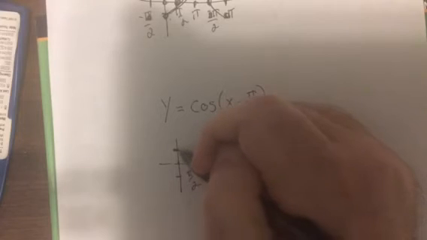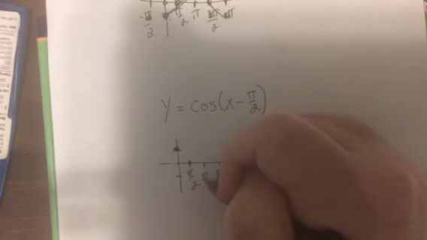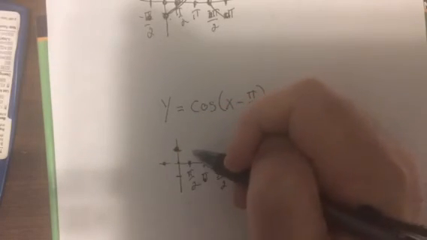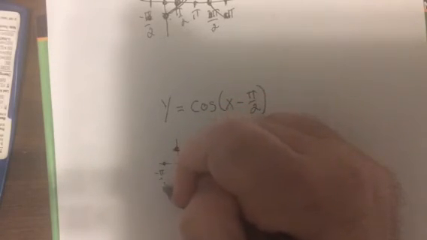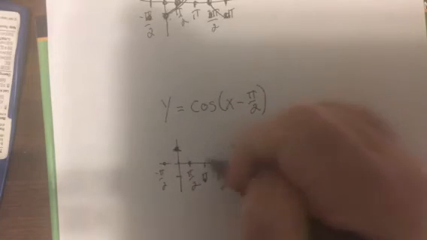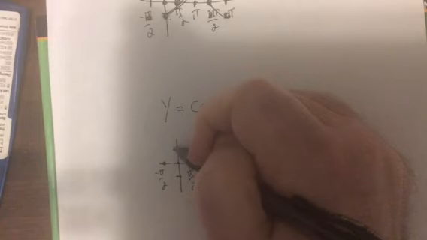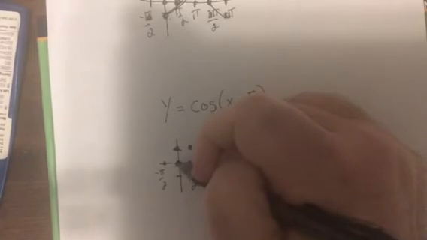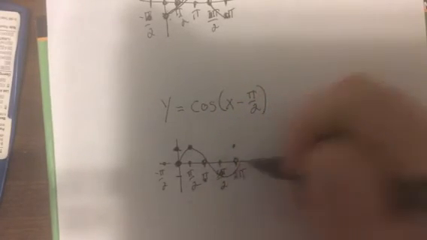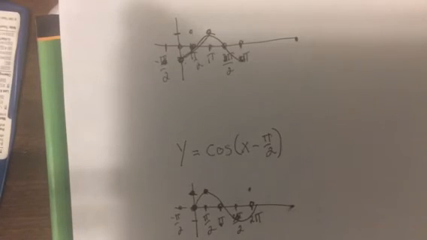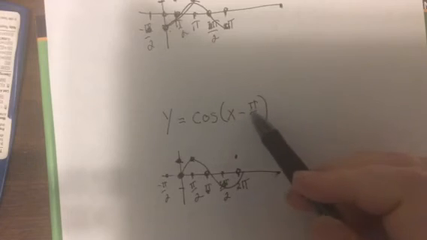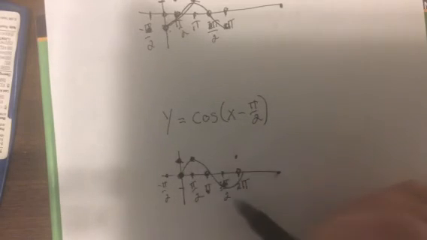Okay, if you remember, cosine goes like this, starting at the top. So that means on this side, it'd be here at negative pi over 2. If we move it this way, notice it's this. Uh-oh. Does that look familiar? Whoa. So if you subtract pi over 2 or 90 degrees from x on cosine, it becomes sine.